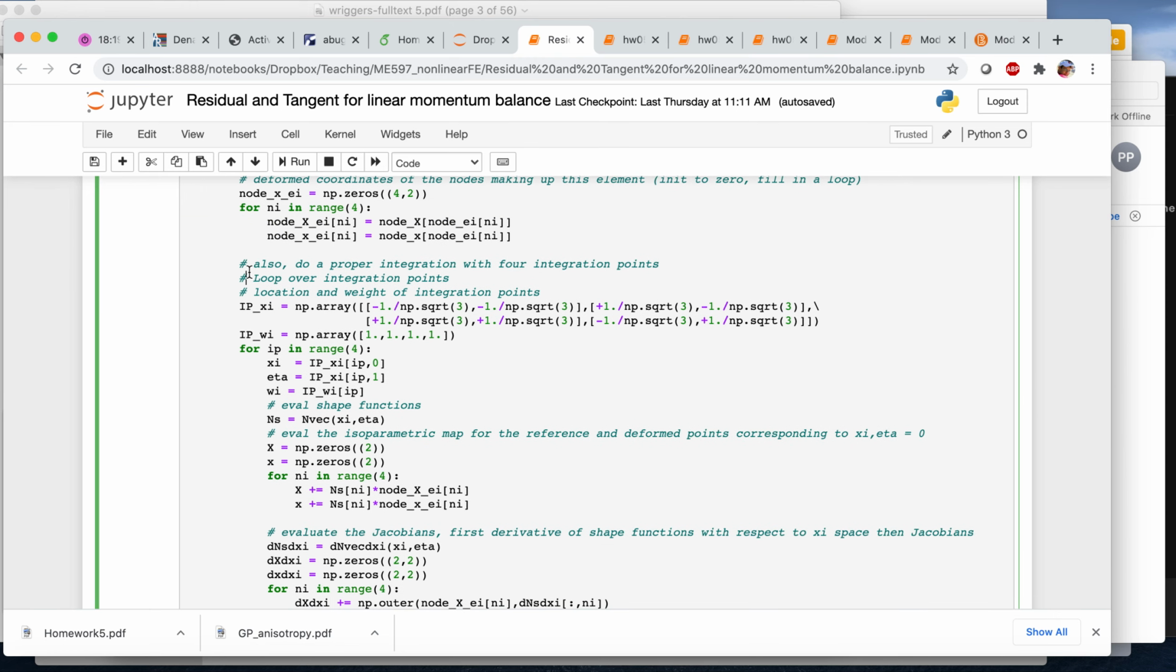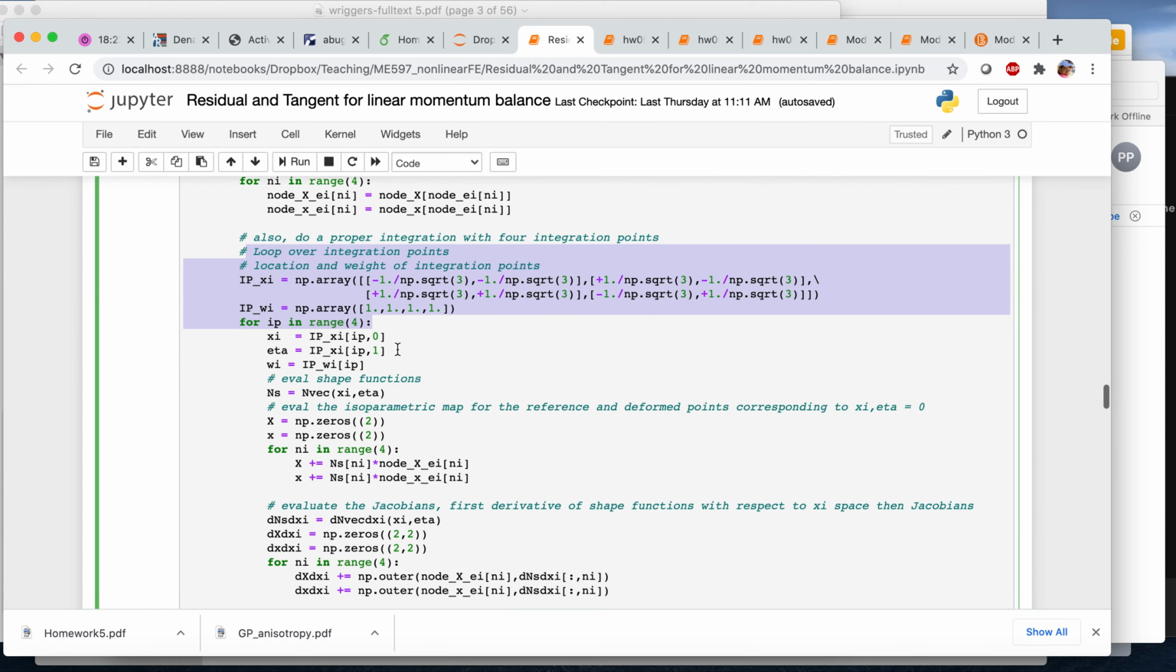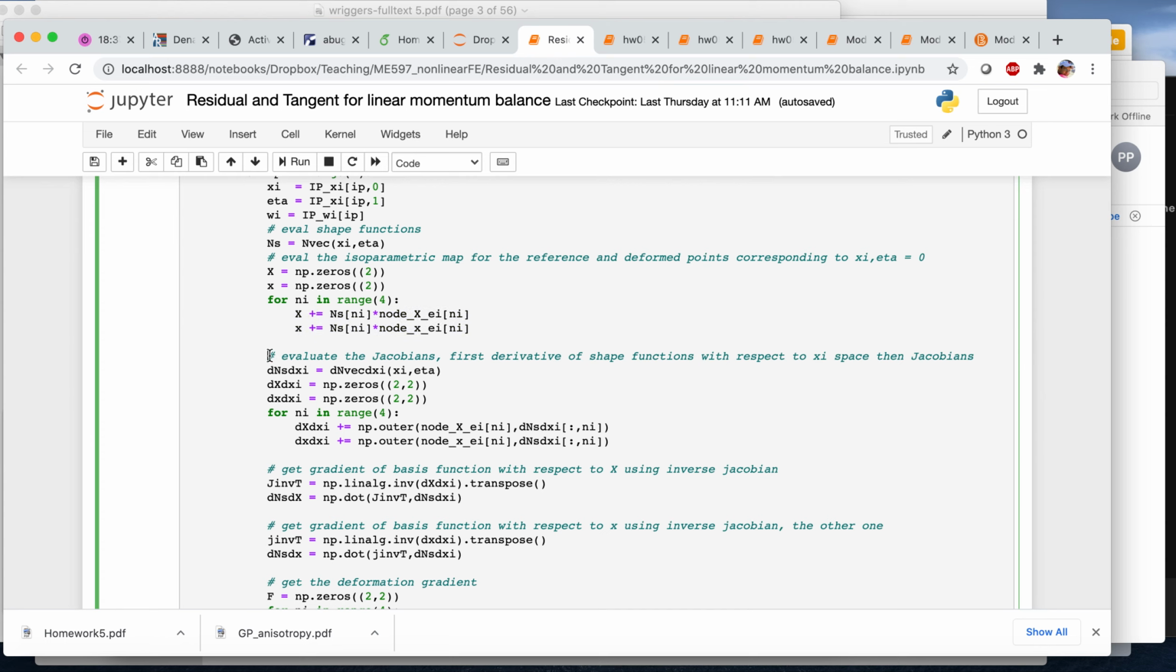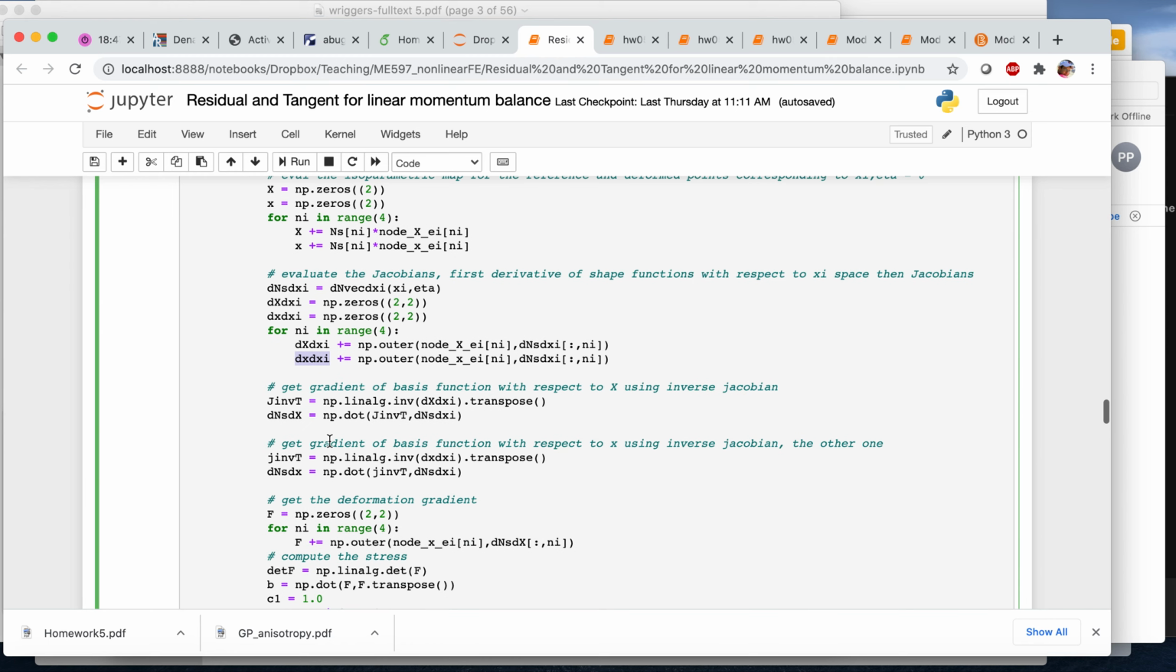And then we're going to have a loop over integration points. I'm doing the 4 integration points for the linear quadrilateral. These are my integration points. Evaluate the shape functions. Given the shape functions, evaluate the isoparametric map, so the interpolation of the capital X and the lowercase x. Also evaluate the Jacobians. I have 2 Jacobians. The Jacobian from the parent domain to the reference, so that's this, or the Jacobian from the parent domain to the deformed, that is this.